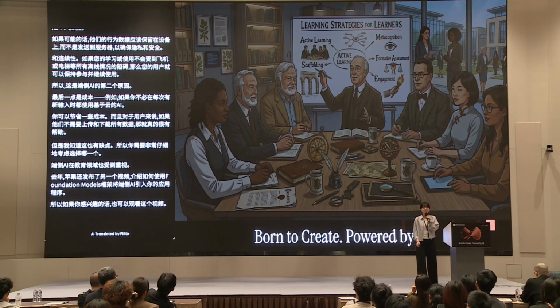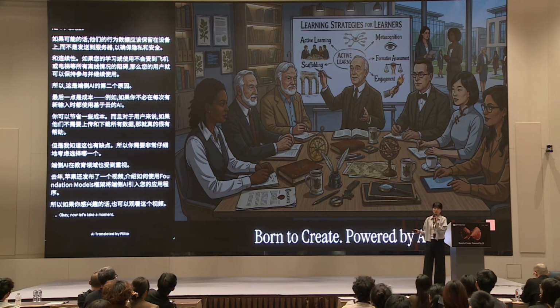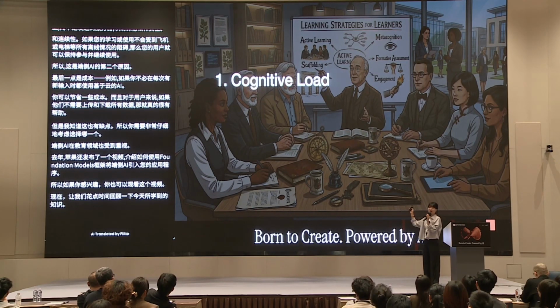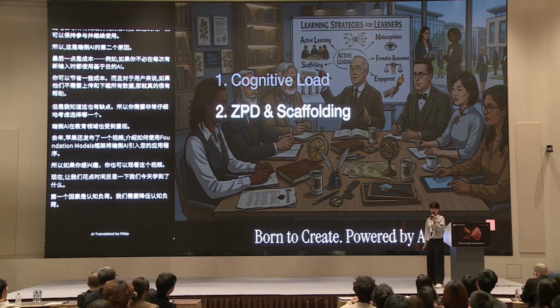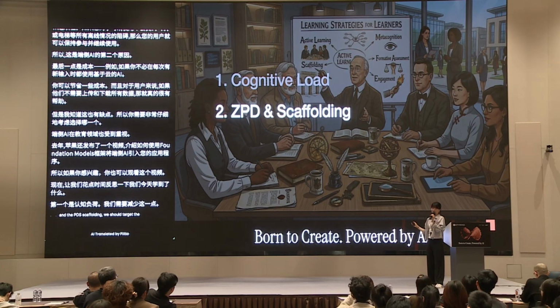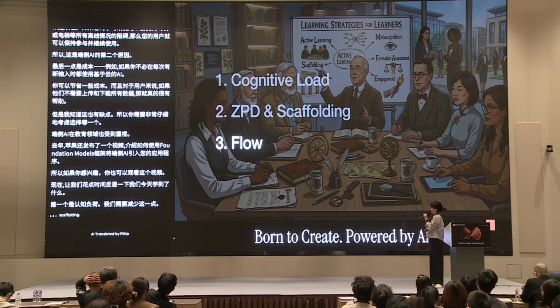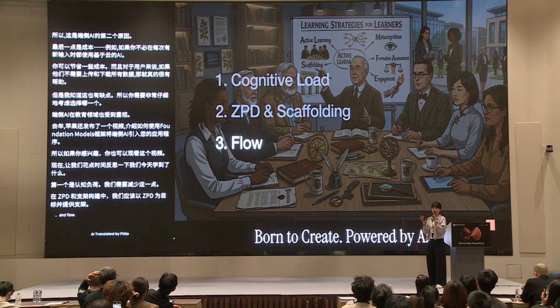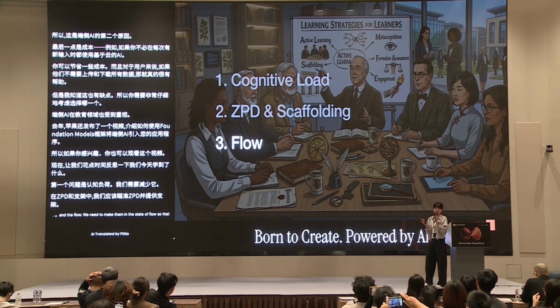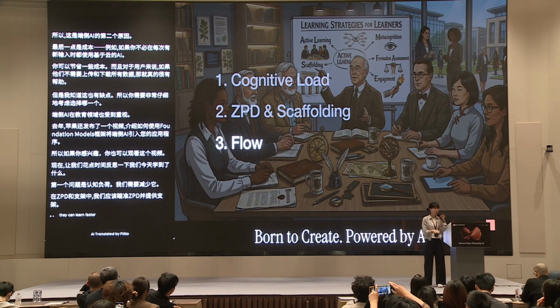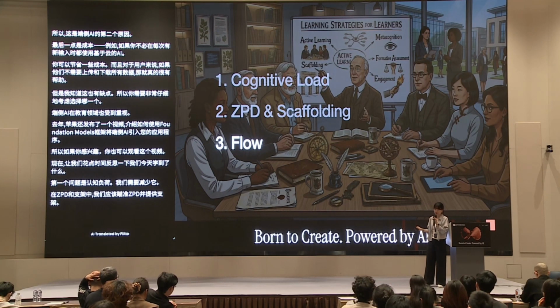Okay, now let's take a moment to reflect on what we have learned today. The first one was cognitive load. We need to reduce this. And ZPD and scaffolding, we should target ZPD and provide scaffolding. And the flow, we need to put them in the state of flow so that they can learn faster, engage deeper, and stay longer.